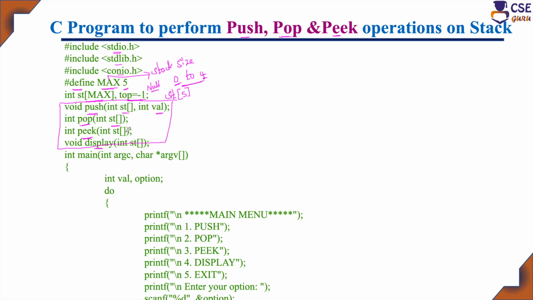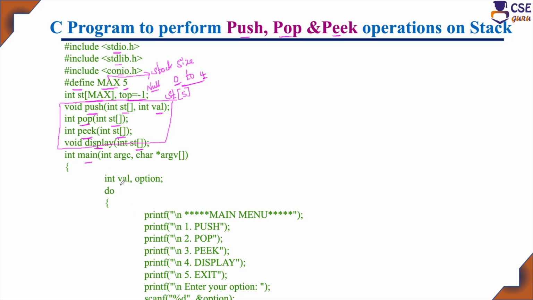And for the peek operation, here only the stack data structure is enough. In the stack, it will refer to the top element of the stack and display it. And for display also, the stack data structure is enough to pass as a parameter. It will refer to the stack, and from the top, one by one it will refer to the elements and display the content. And this is the main function.